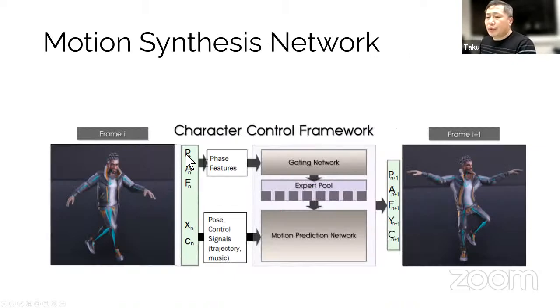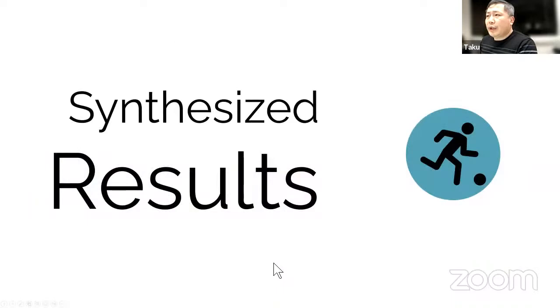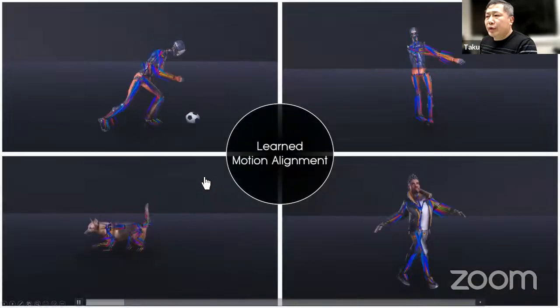So now we can use these phase variables, or the frequency domain variables, as additional input for the time series model. These are the input, and then we can predict the next pose. These parameters in the phase manifold are also predicted, so we can do recurrent motion synthesis. Let me quickly show some of the results.